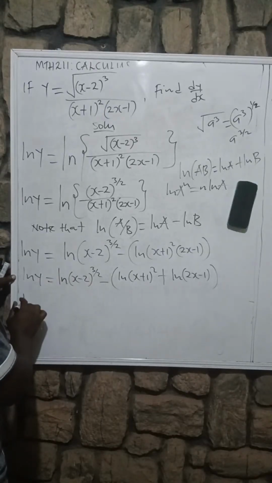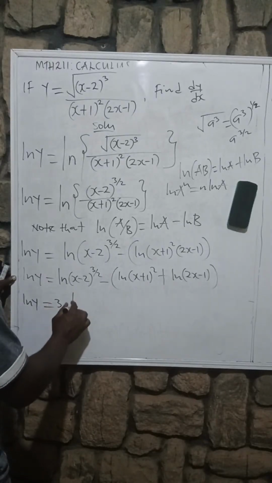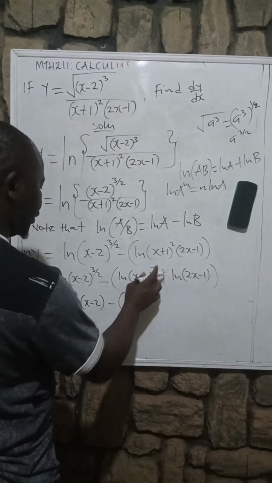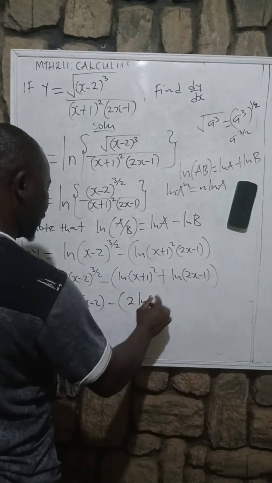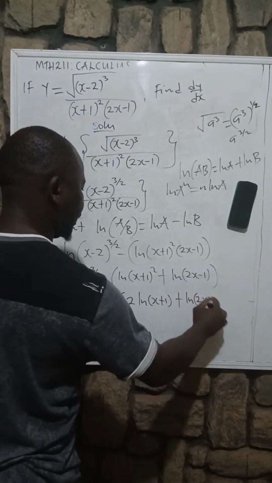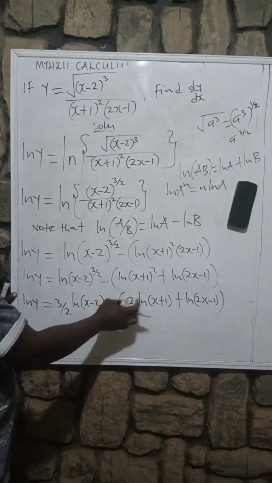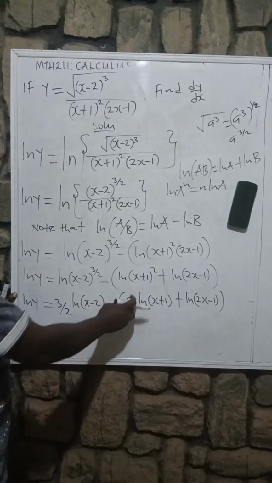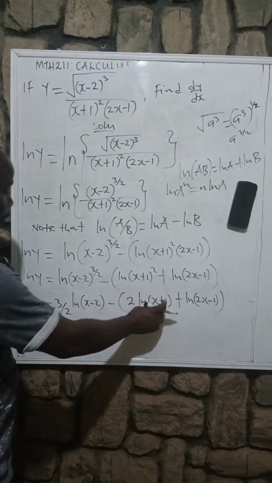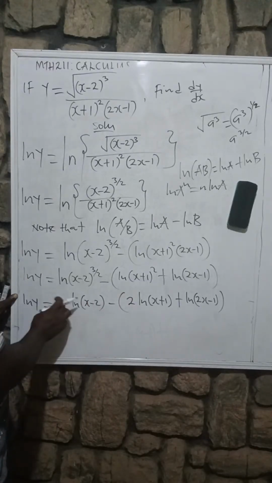Okay, so our ln y is equal to 3 over 2 ln of (x minus 2) minus open bracket, 2 ln of (x plus 1) plus ln of (2x minus 1), close the bracket. True or false? This is not a function. It is a constant, the same thing, because there is no x here. There is no x here. So we are not going to use the product rule. You just differentiate this, use it to multiply this, differentiate this, use it to multiply this.